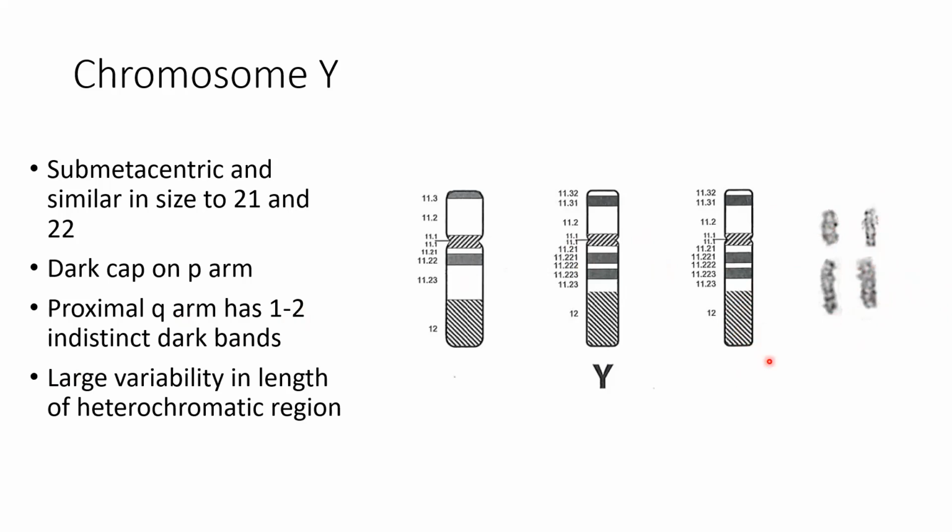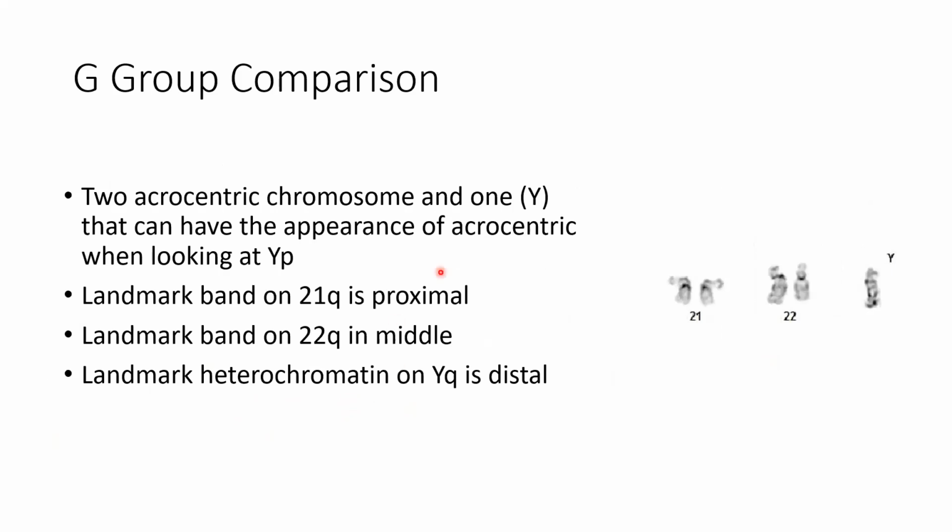So you will be seeing some more examples of structural abnormalities of chromosome Y, and we will talk later in boot camp or in the cyto rotation about what we can do to figure out exactly what's going on with the Y with various staining techniques and FISH techniques. But just remember, there is a large variability in the length of that heterochromatin region. And so here's our G group comparison with the landmark band on 21 and the lighter landmark band on 22 in the middle, and then the Y chromosome.